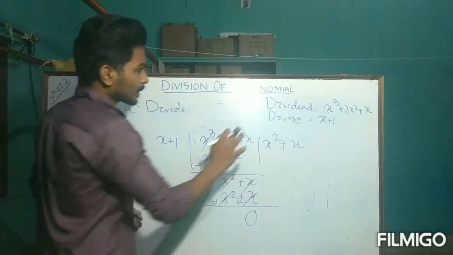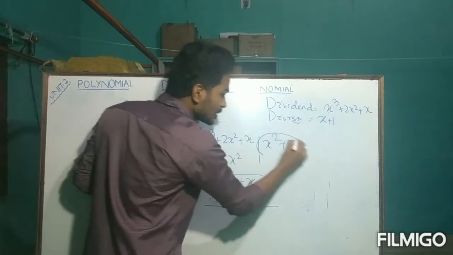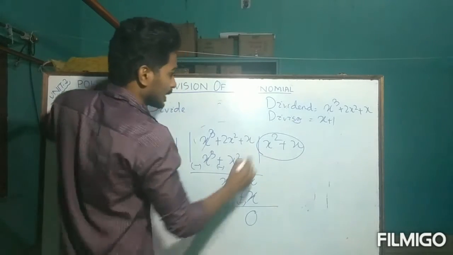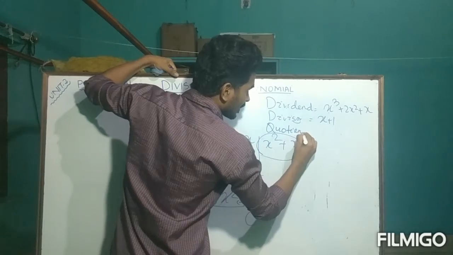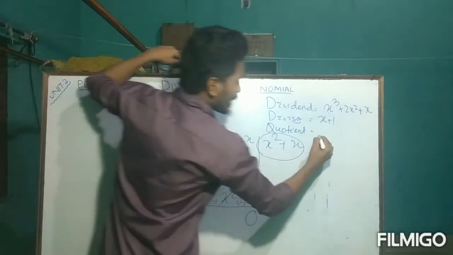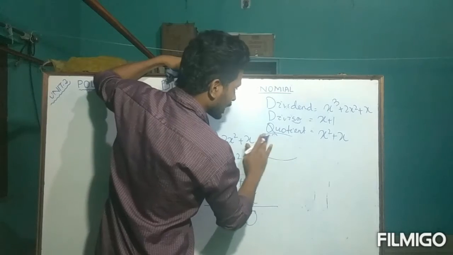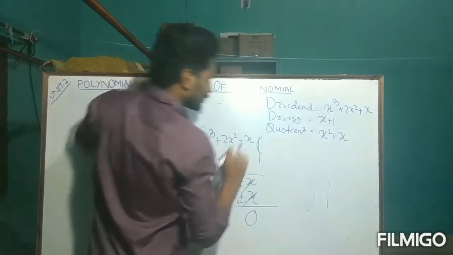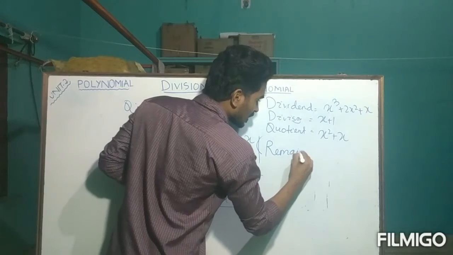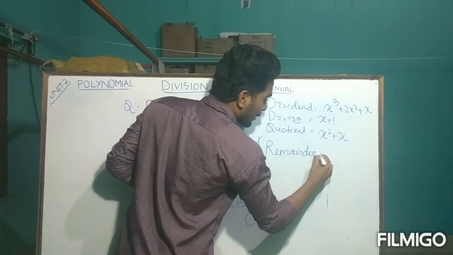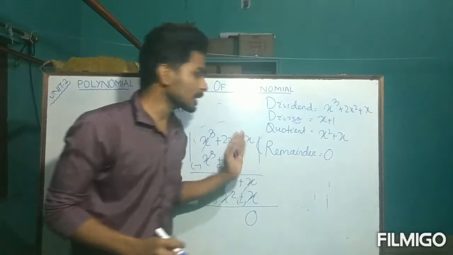Clear? Here the dividend is this, the divisor is x plus 1, and this term is known as the quotient. So we can write the quotient is x square plus x. Then the remainder is 0. So this is dividend, divisor, quotient and remainder.